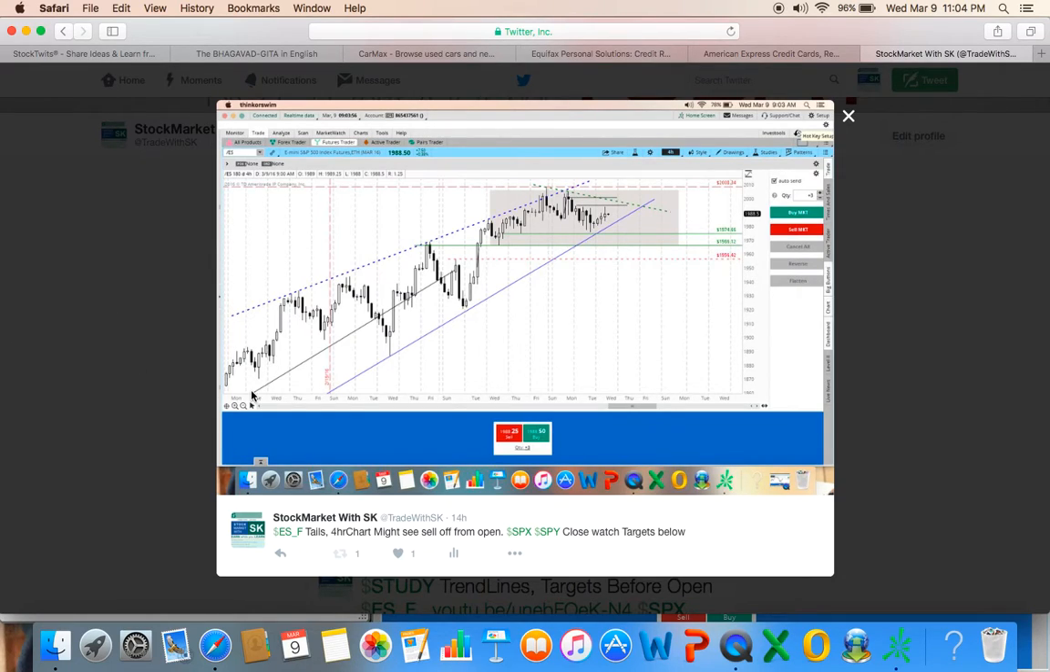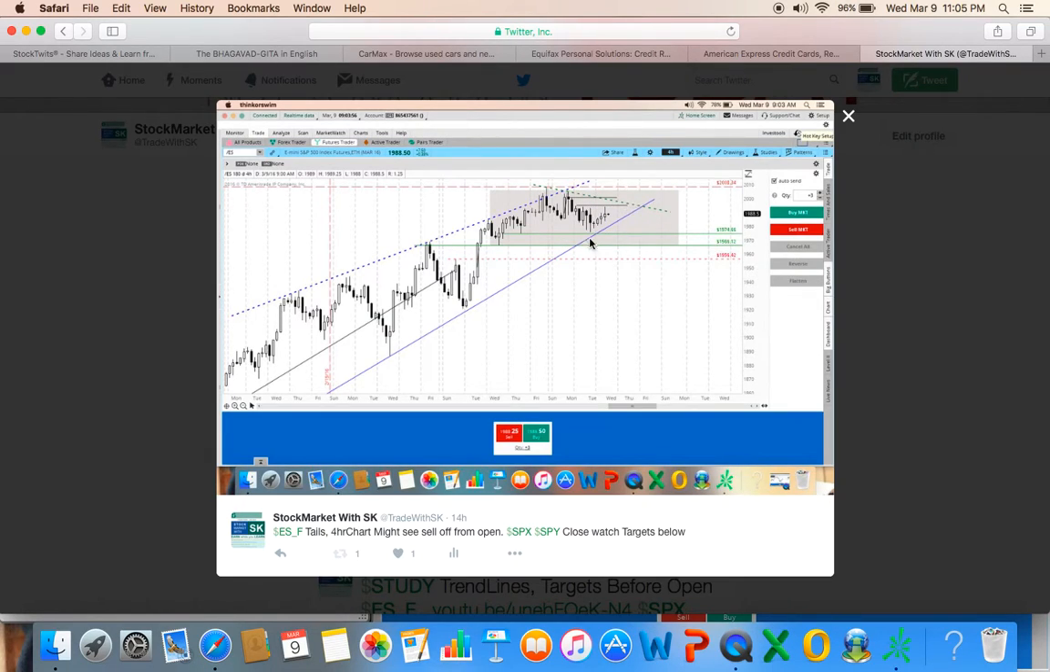So I want to start my recap bar by bar video by sharing this picture which I shared with you guys on my Twitter account early morning, where I said tails on the 4 hour chart might see a sell-off from the open. These are the tails which I was talking about, and these are two lines which I had pre-market. I had for a couple of days that we can see some kind of a pullback from here.